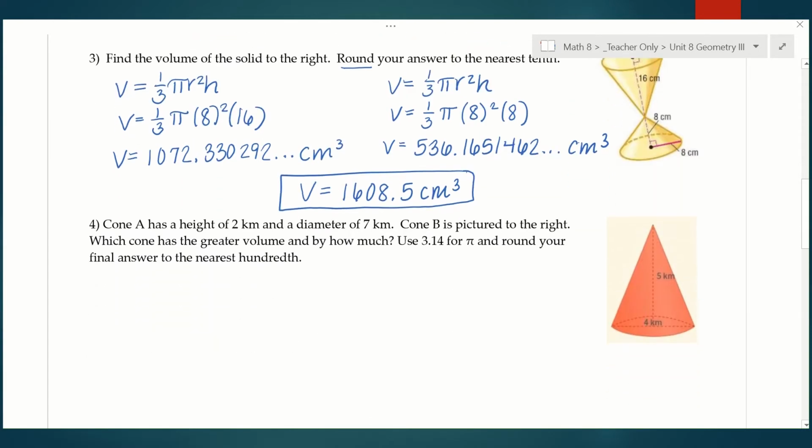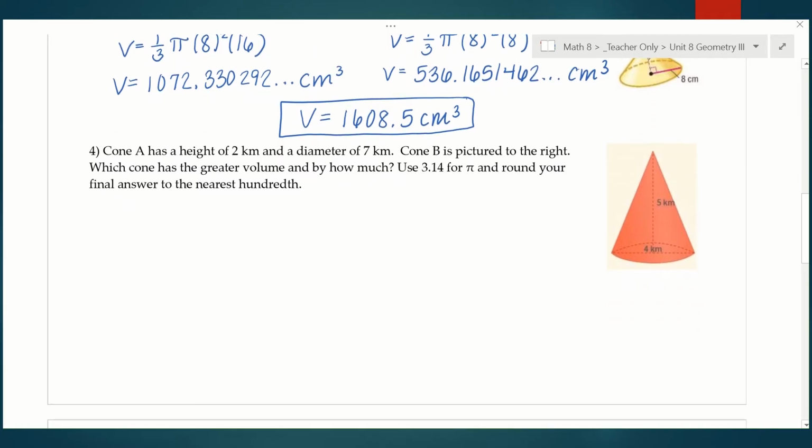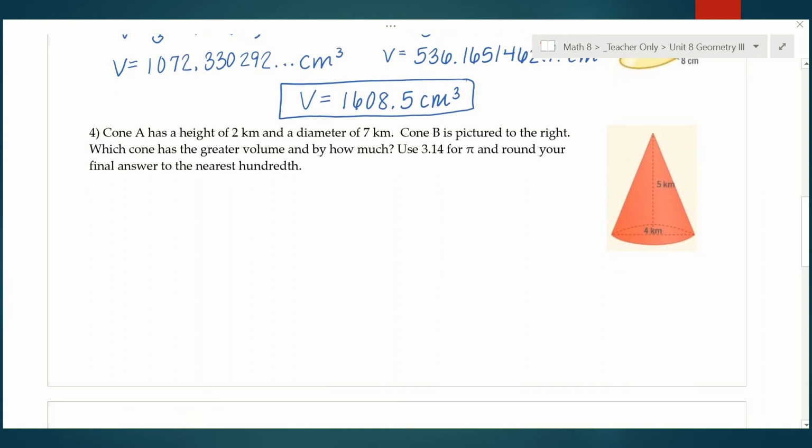All right, number 4. Cone A has a height of 2 kilometers and a diameter of 7 kilometers. Cone B is pictured to the right. Which cone has the greater volume and by how much? Use 3.14 for pi and round your final answer to the nearest hundredth. Okay, so we do not have a picture of cone A, but we have the dimensions that we need, and we do have a picture of cone B.